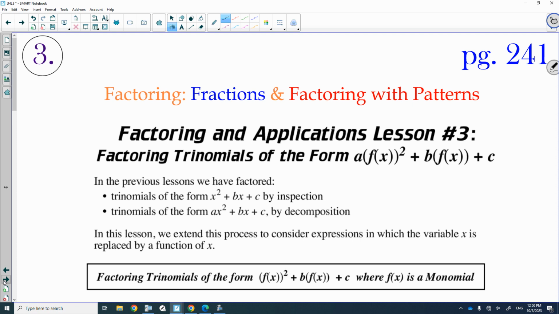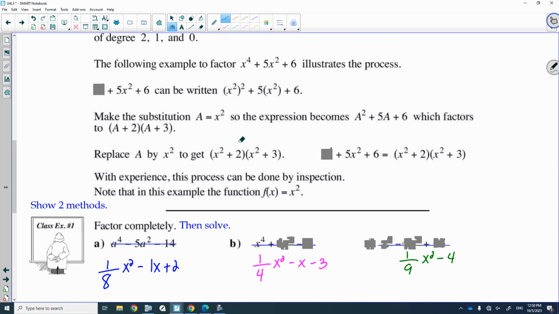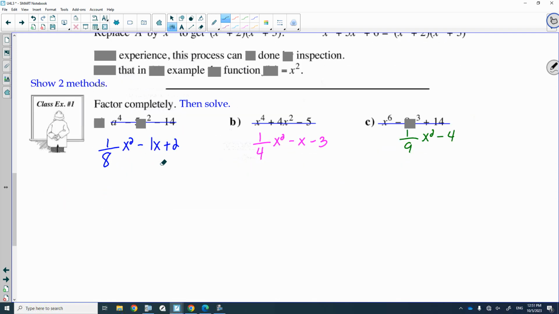Okay, flip to 241. And we will do the new methods of factoring. Okay, I don't like any of these examples. So I want you to cross out A, B, and C and write these ones. This is going to be fractions. So fractions are new for the most part for 20-1.